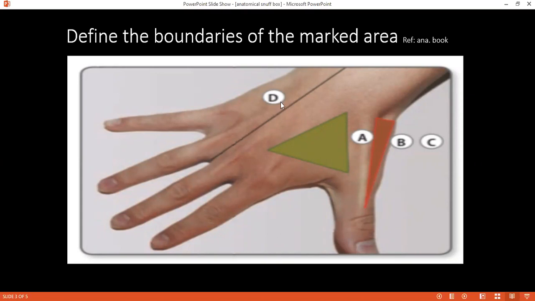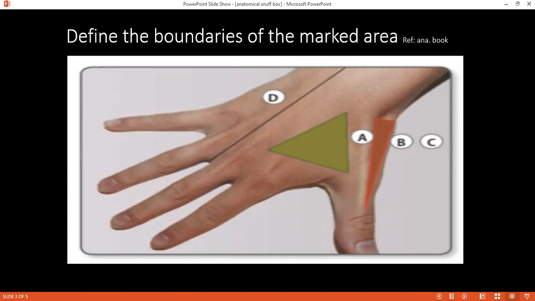What is the dermatome of D? It's C8. This green area is supplied by which nerve? Supplied by the radial nerve. All right, this red area marks the boundaries of the anatomical snuffbox. Kindly tell me the boundaries and the contents, please.